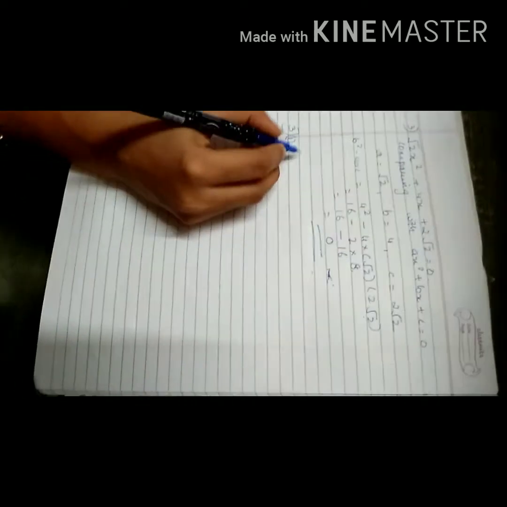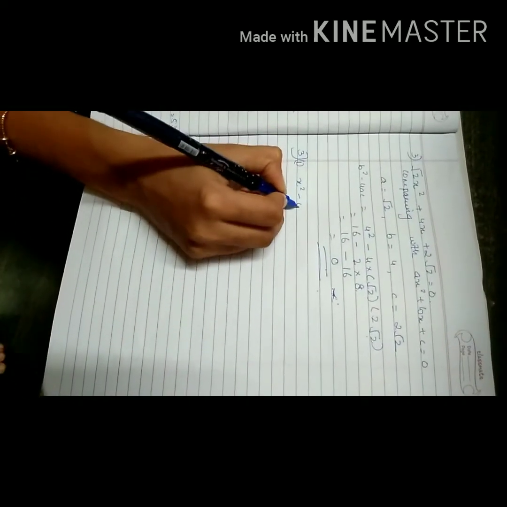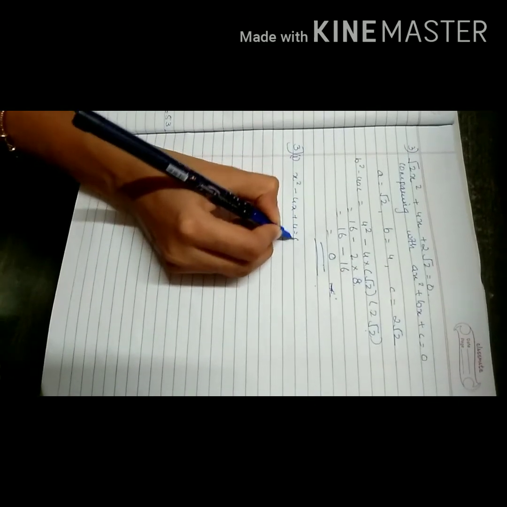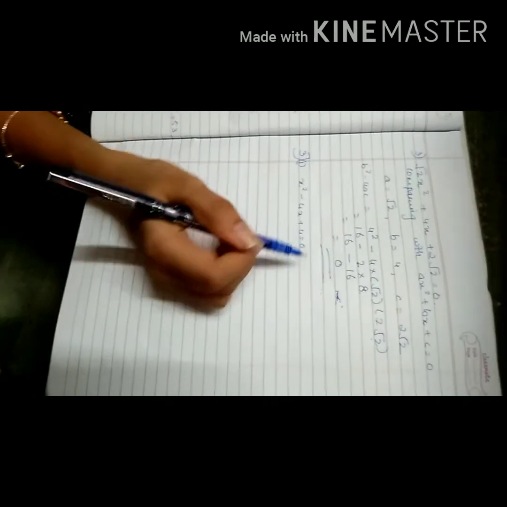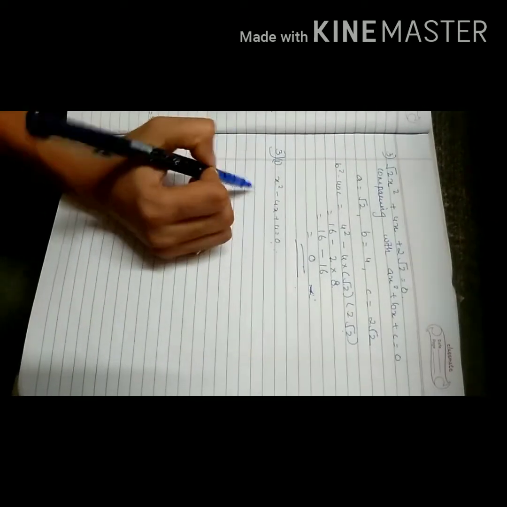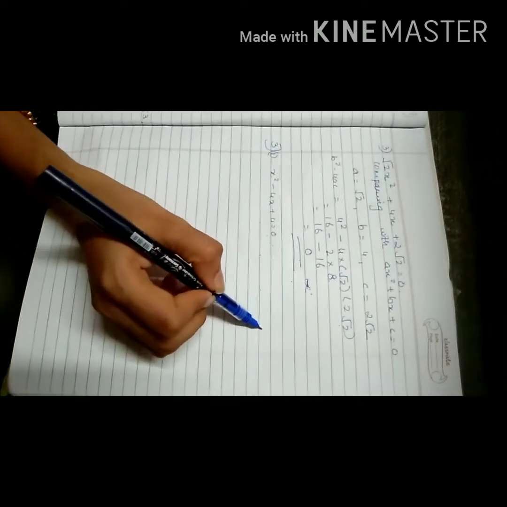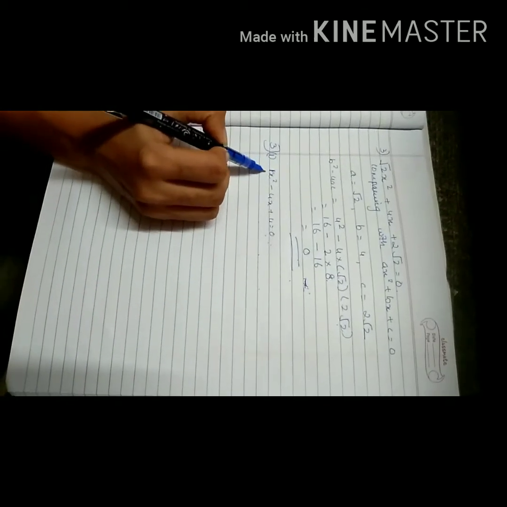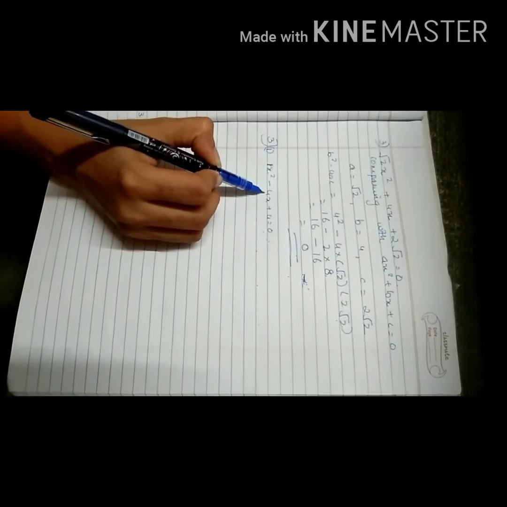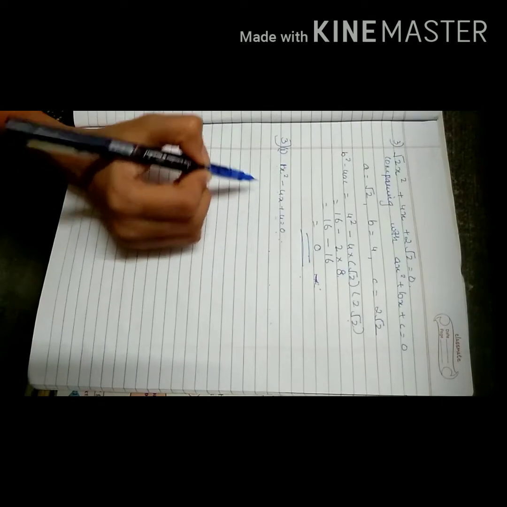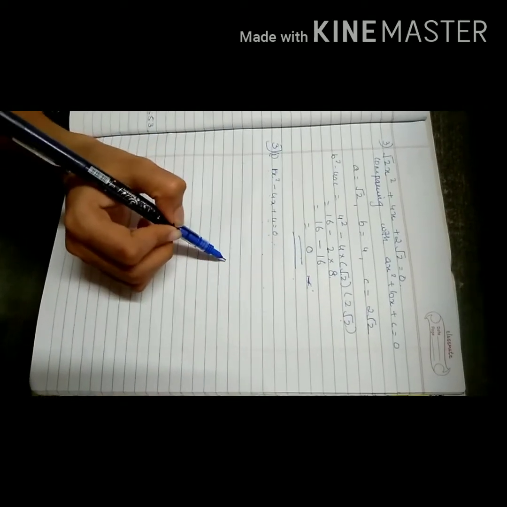Of the following quadratic equation, x square minus 4x plus 4 is equal to 0. This question you will have to solve same as the second question. First compare it with ax square plus bx plus c is equal to 0. Value of a is 1, value of b is minus 4 and value of c is 4. Then b square minus 4ac.